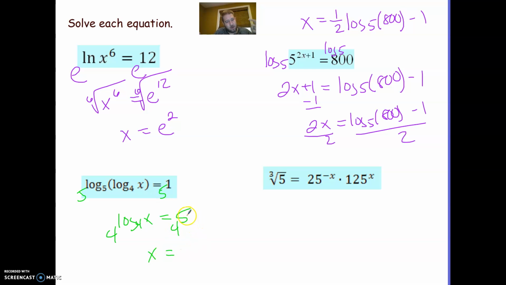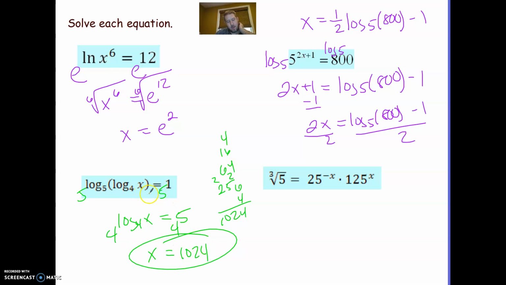4 to the power of 5: 4, 16, 64, 256. I actually don't know the next one, so what is that? 4, 16, 64, times 4 again is 256, times 4 again is 1024. That looks like our answer, and that is going to work because it's positive, so it's not extraneous.